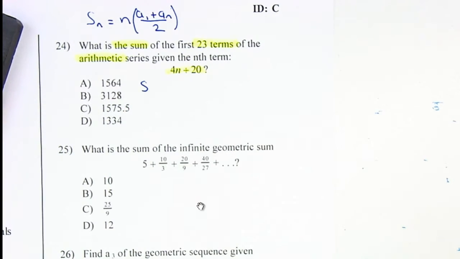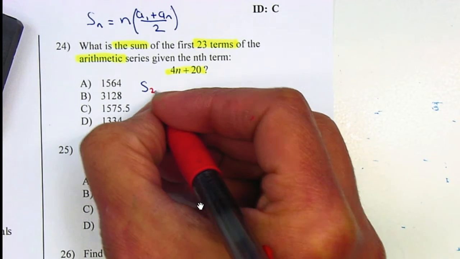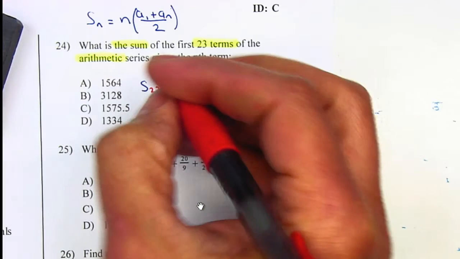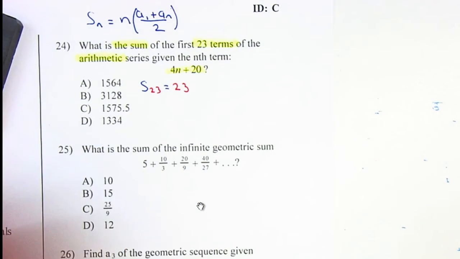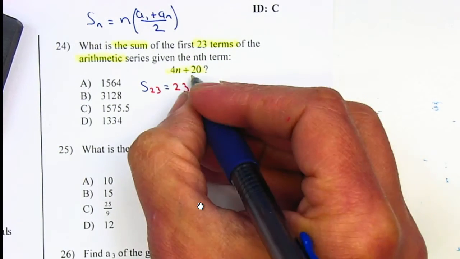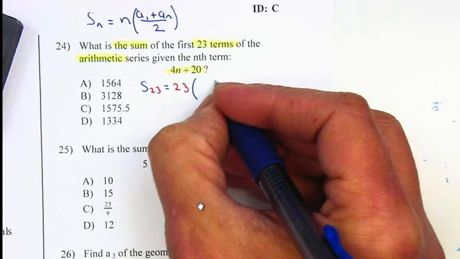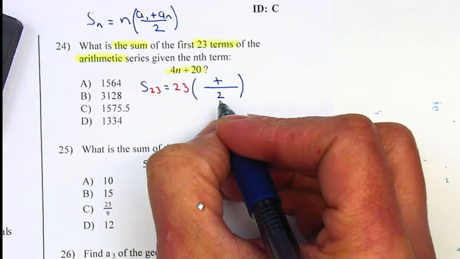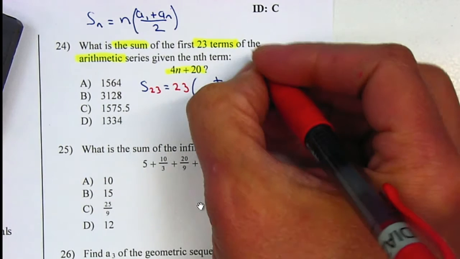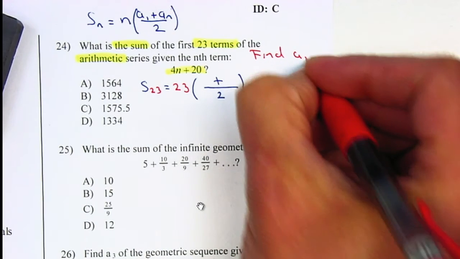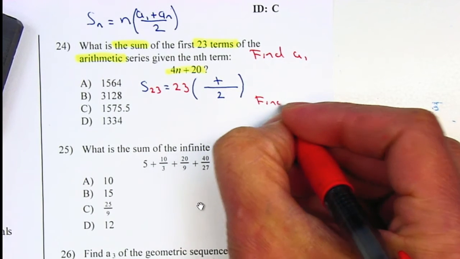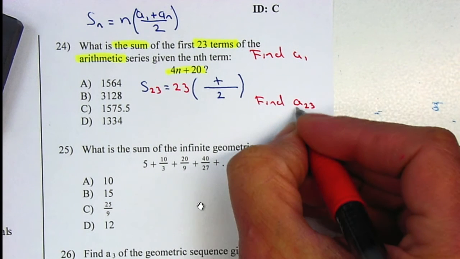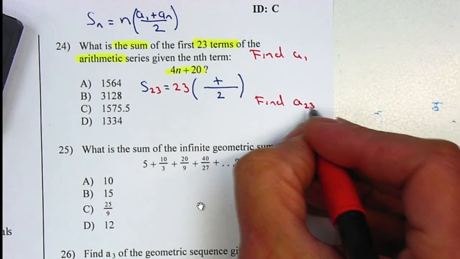The sum of the first 23 terms is equal to, n is how many terms do we need to add up? 23. Then we have a sub 1. We don't know what the first term is. We don't know what the last term is either. We're going to divide by 2. So we need to be able to find a sub 1. We also need to be able to find a sub n. In this case, it will be a sub 23, the last term, because we have 23 terms.